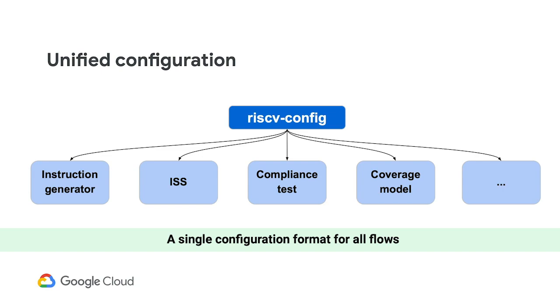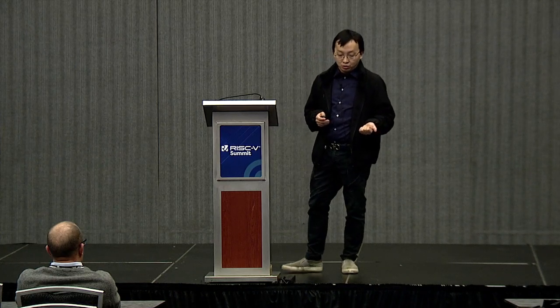And we have a compliance test. If you have something not implemented, you should not run the compliance test for that. We have the coverage model, also tied to some sort of configuration. If you don't support that, we should not generate it in the coverage model. So all this type of thing needs configuration, and we don't want to do it in 5 different ways. That's why we are trying to build a common way so that you just specify one config file. You can configure your instruction generator, ISS, compliance test, coverage model, and more.